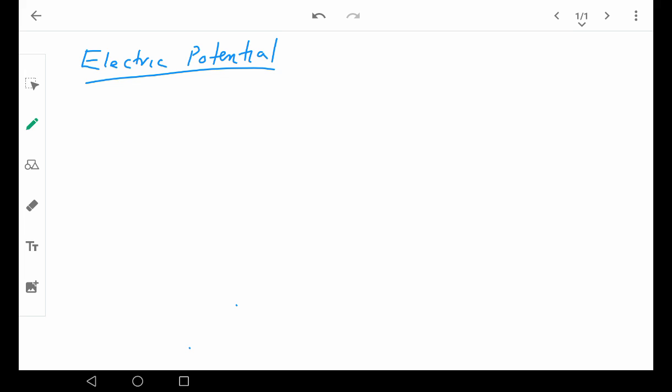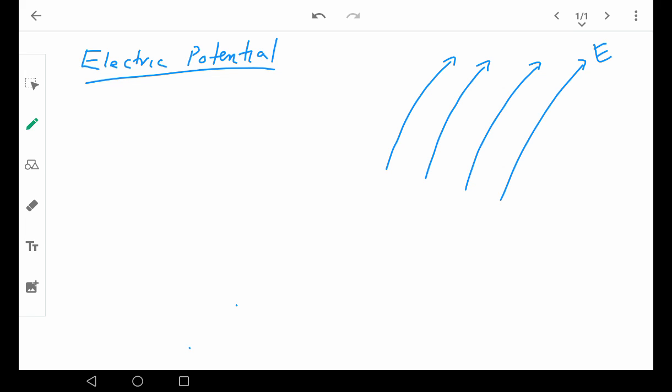Suppose I draw this figure. Suppose you have an electric field in this direction. I have an electric field vector in this particular direction. This is E, understand?